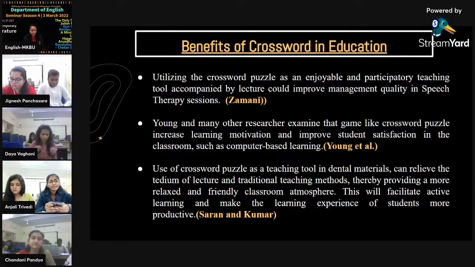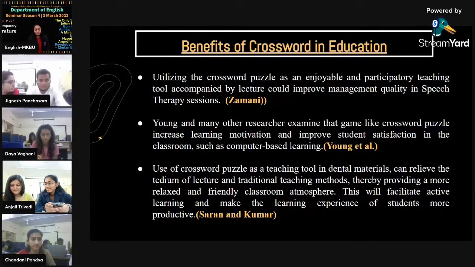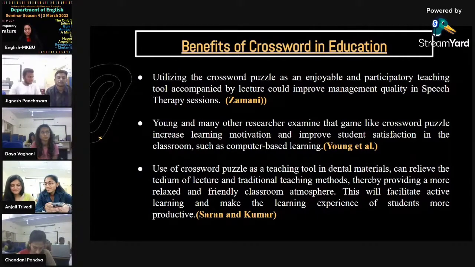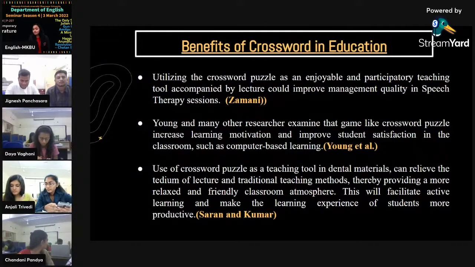Serena and Kumar, both researchers, studied the use of crossword puzzles as a teaching aid to facilitate active learning in dental materials. They observed that using crossword puzzles as a teaching tool in dental materials can relieve the tedium of lectures and traditional teaching methods, thereby providing a more relaxed and friendly classroom atmosphere. This will facilitate active learning and make the learning experience of students more productive.